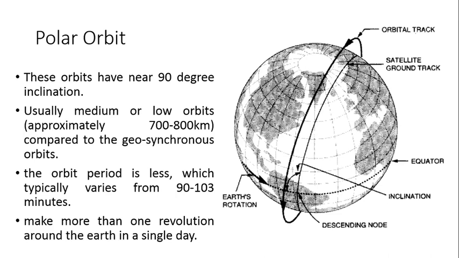Consequently, the orbit period is less, which typically varies from 90 to 103 minutes. Therefore, satellites in polar orbits make more than one revolution around the Earth in a single day. Some polar orbit satellites are MODIS and NOAA satellites, like NOAA 17 and NOAA 18. The Aqua and Terra satellites carry MODIS. So those are polar orbiting satellites. They show multiple orbits of a satellite in a typical near polar orbit.